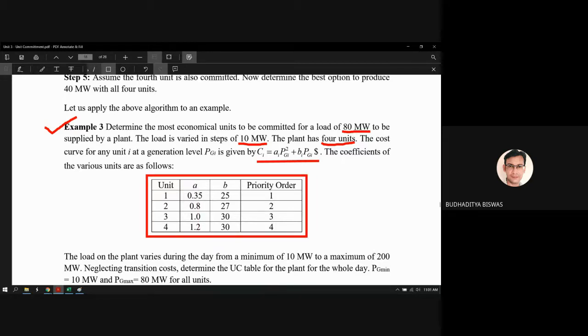There are total 4 units. For unit 1, A equal to 0.35, B equal to 25. Similarly, for unit 4, it's equal to 1.2 and 30. And this is the priority order of these particular units. Is the question clear?